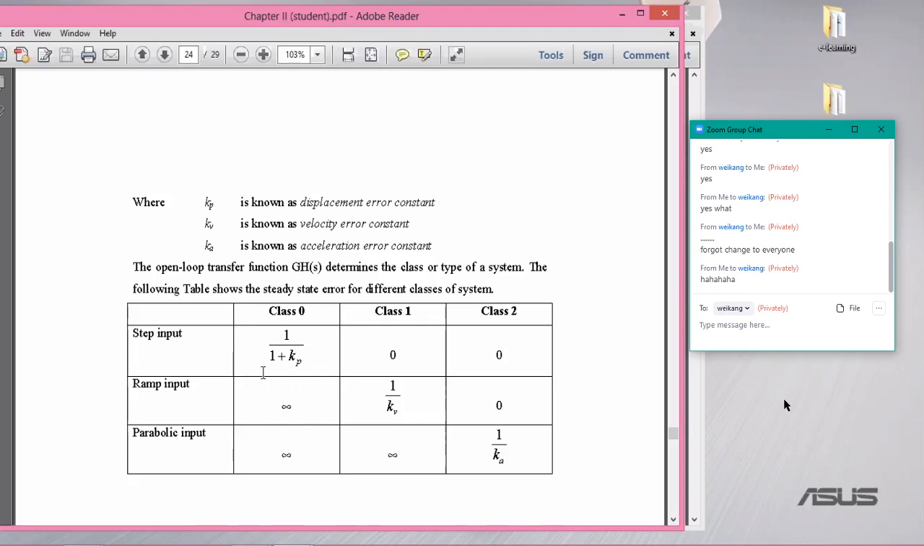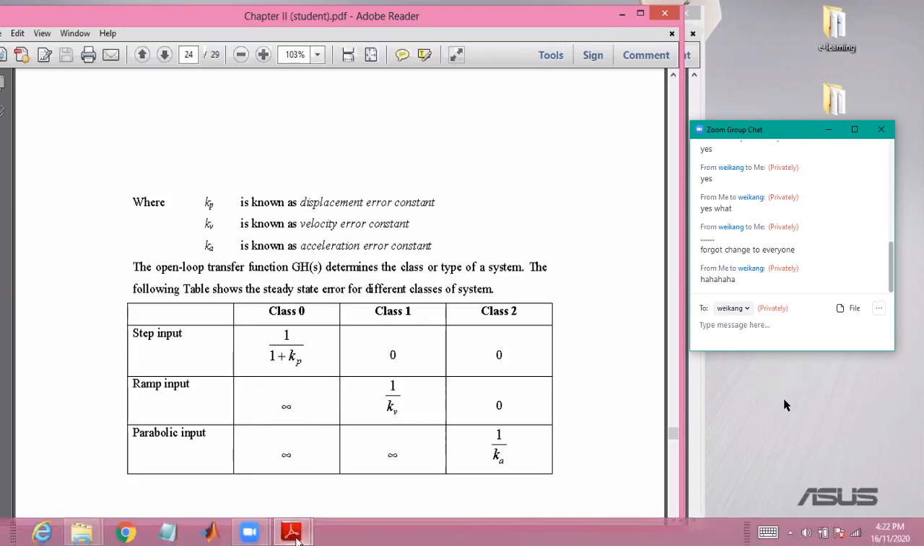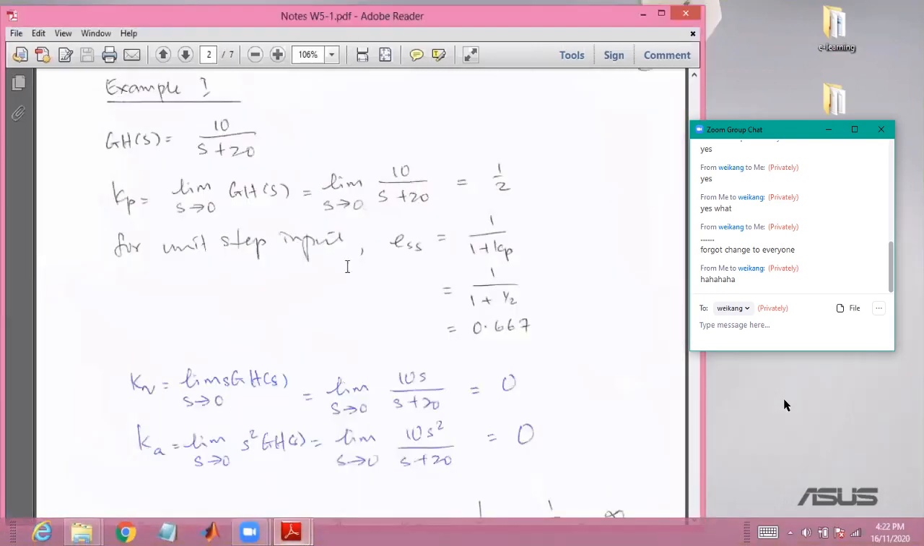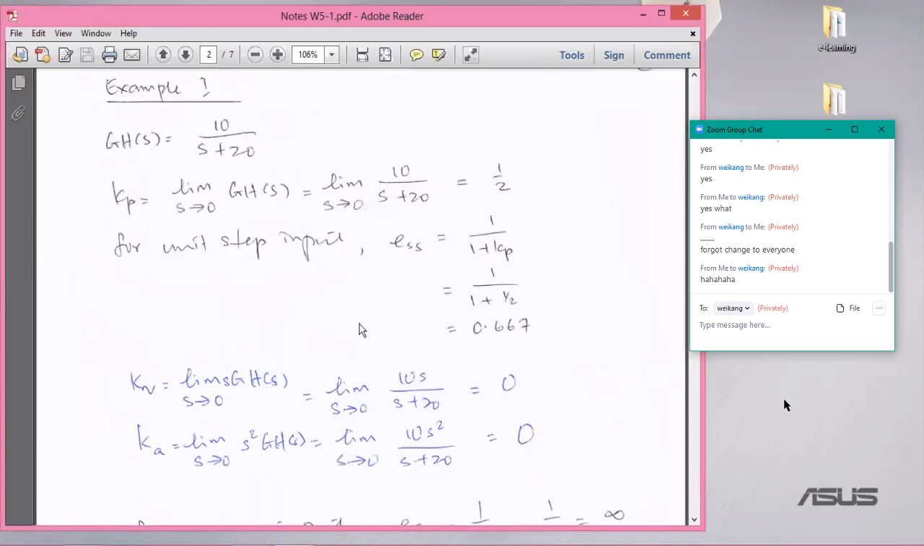We can prove this. So this is the steady state error when the input is unit step. If the input is the ramp input or a parabolic input, from the table, you can see that the steady state error is infinite. So let us show that.